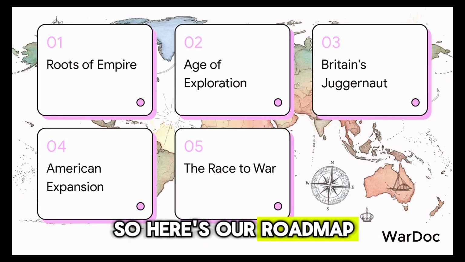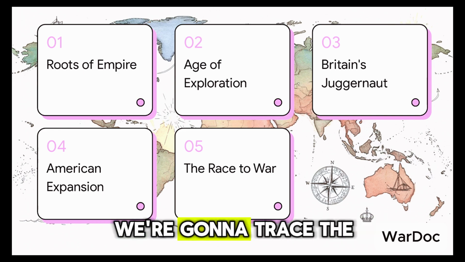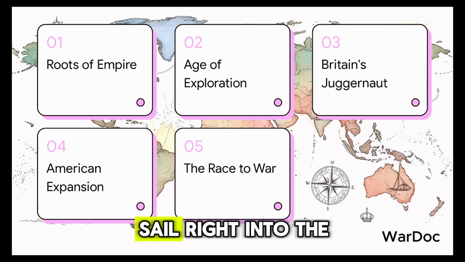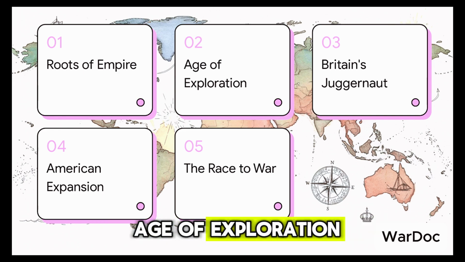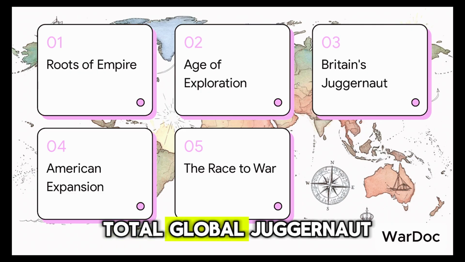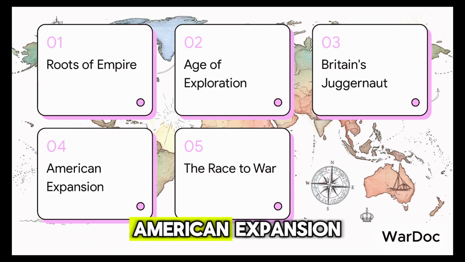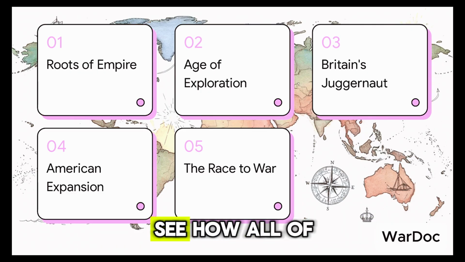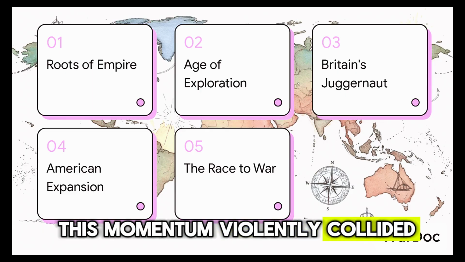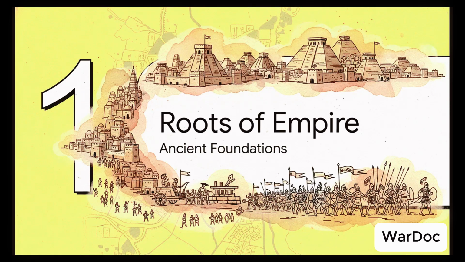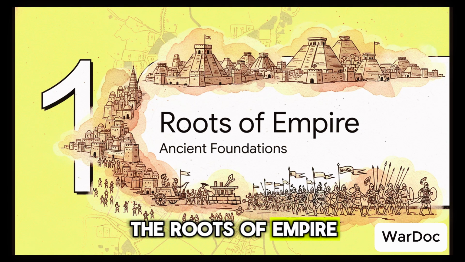So here's our roadmap for this historical speedrun. We're going to trace the roots of empire, sail right into the age of exploration, witness Britain becoming a total global juggernaut, track the massive American expansion, and finally see how all of this momentum violently collided in the race to war.